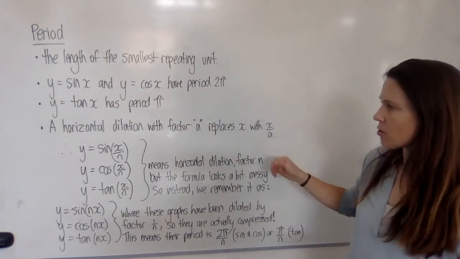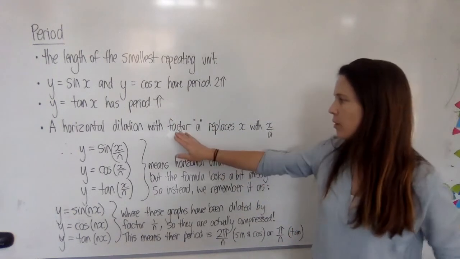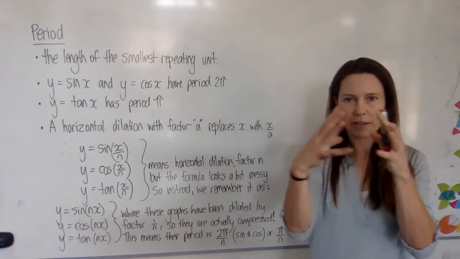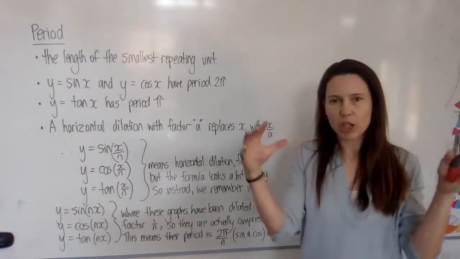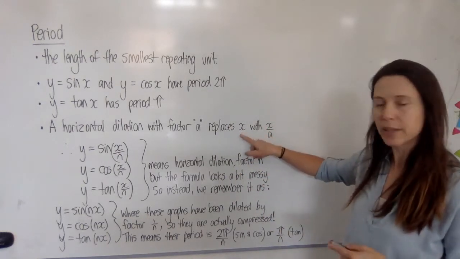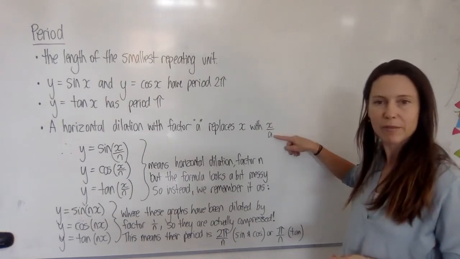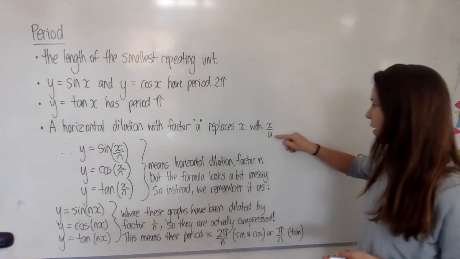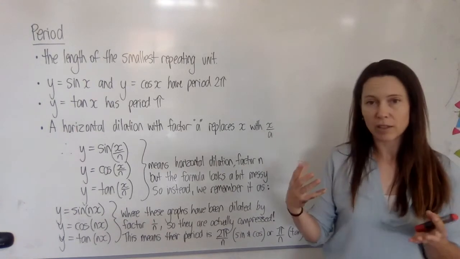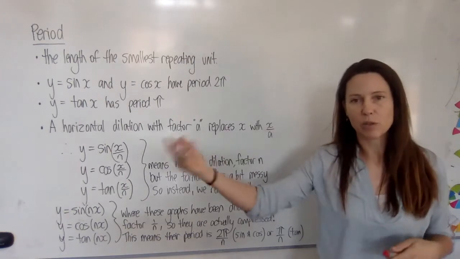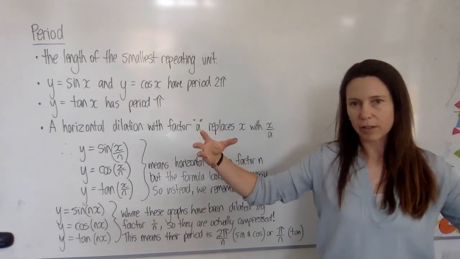So a horizontal dilation, we've already seen this, with a factor a means that you're going to be stretching or compressing this way. So that means you're going to be changing the x value, and you're going to be virtually replacing x with x over whatever that factor might be. We've seen already that when our factor is a fraction, it compresses the graph, and when our factor is a large number, 2, 3, 4, etc., it stretches the graph.